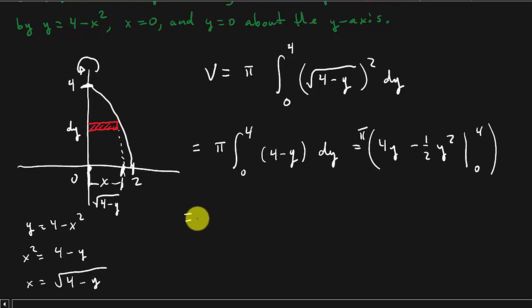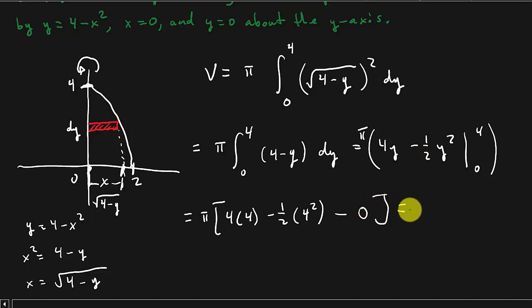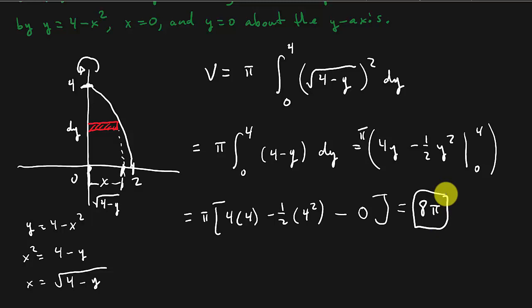All right, so this is going to be pi times 4 times 4 minus 1/2 times 4 squared minus, and then look, when you plug the 0 in here, that's just all 0. And so our answer will be 8 pi. Well, what do you know? We got the same answer, didn't we? Whether we used the shell method or the disk method.